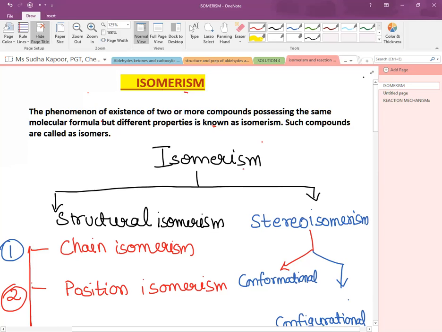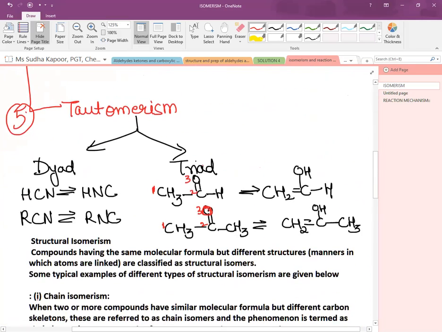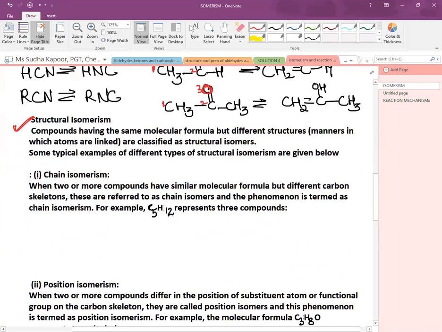When we talk about structural isomerism, the compounds have the same molecular formula but different structures. That is, compounds having the same molecular formula but different structures, or different manners in which the atoms are linked, are classified as structural isomers. For example, the various structural isomers are chain isomers, position isomers, functional isomers, metamers. There are a variety of structural isomerism in organic chemistry.